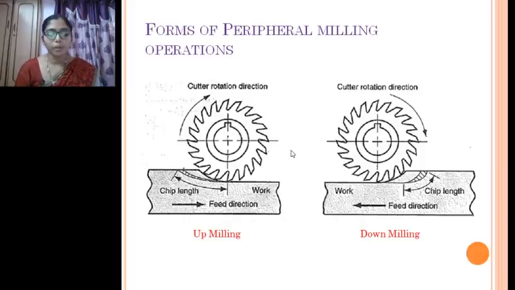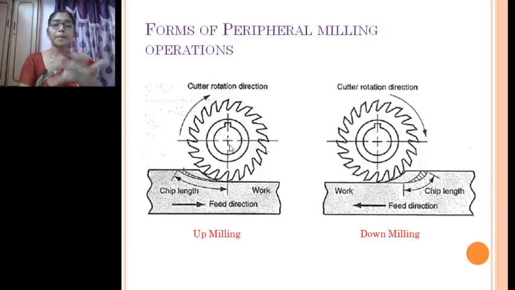Now as we are talking about peripheral milling, where the axis of the tool is parallel to the workpiece axis, there are different forms of performing this peripheral milling operation. In this particular case, you can see two forms, up milling and down milling, which are very important while performing the operation. Which one to choose, which one is best? Take the up milling operation, the left one.